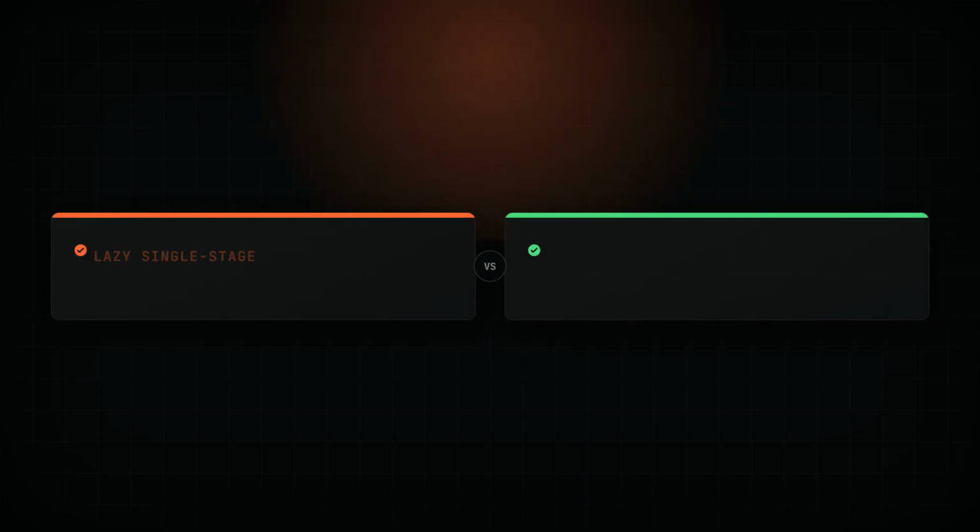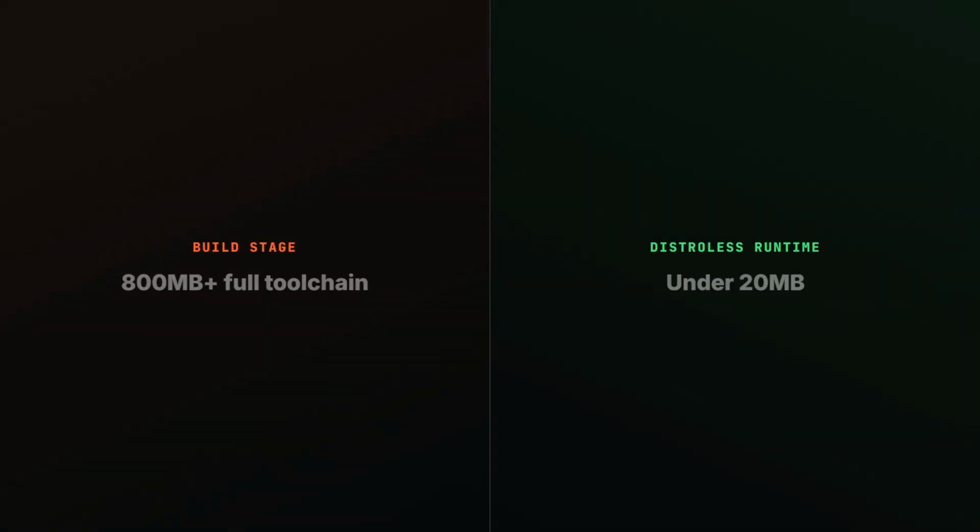Now let's talk numbers, because this channel doesn't do vibes. A typical Node.js API built the lazy way with a single stage and no cleanup lands around 1.1 gigabytes. Same app, rebuilt with multi-stage and an Alpine runtime, 70 to 90 megabytes. A Go application is even more dramatic, because Go compiles to a single static binary. Done right with a distroless runtime stage, that image can land under 20 megabytes, down from a build stage that might be over 800 megabytes with the full Go toolchain installed.